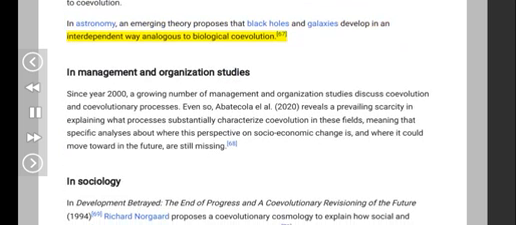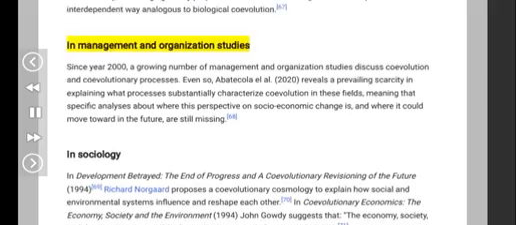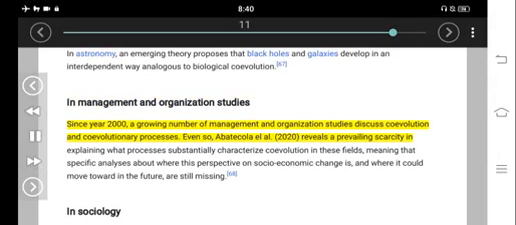In management and organization studies. Since the year 2000, a growing number of management and organization studies discuss coevolution and coevolutionary processes. Even so, an analysis from 2020 reveals a prevailing scarcity in explaining what processes substantially characterize coevolution in these fields, meaning that specific analyses about where this perspective on socioeconomic changes stands, and where it could move toward in the future, are still missing.